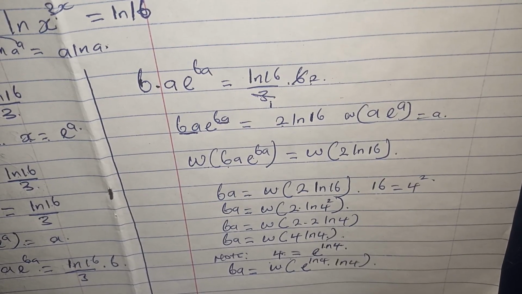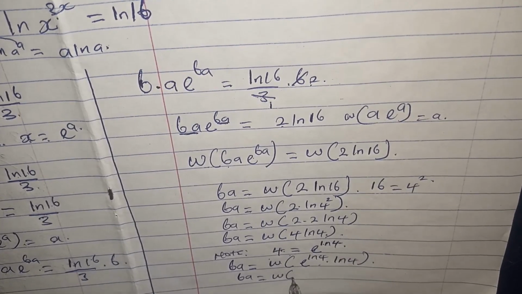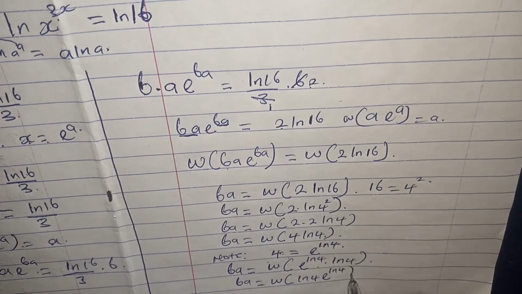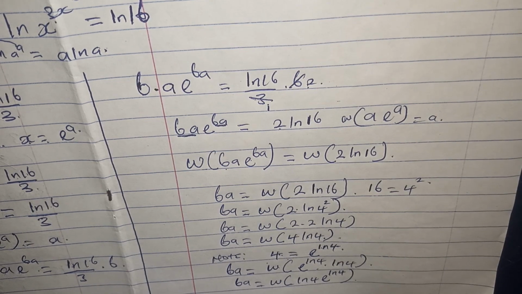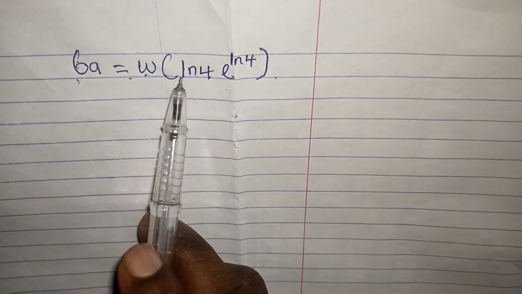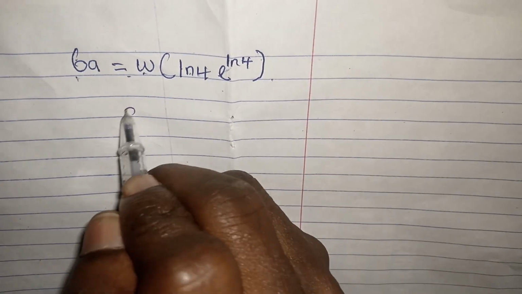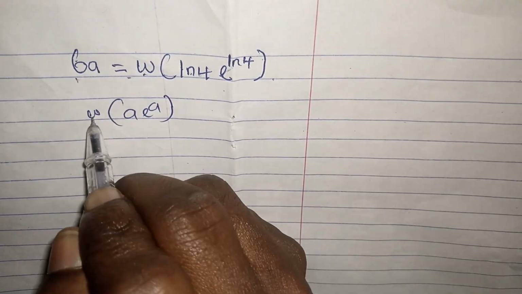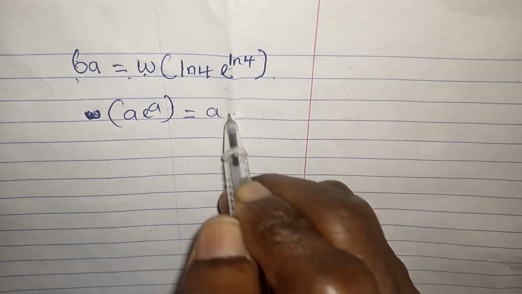So since we have this, what then is the next step? I can rearrange this again to be 6a equals the Lambert W function into ln of 4 exponent of ln of 4, close bracket. So this is what we now have. Okay, and recall I said if we have a exponential a, and if we take the Lambert W function of it, it equals what? It equals a.